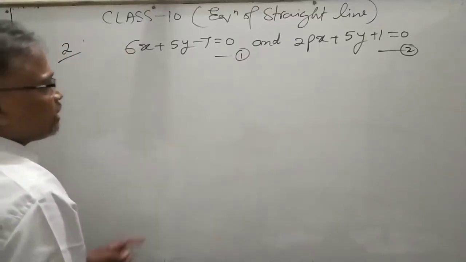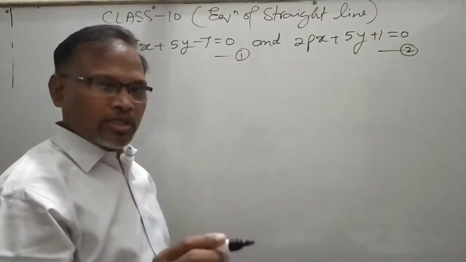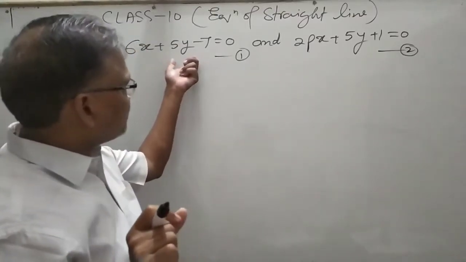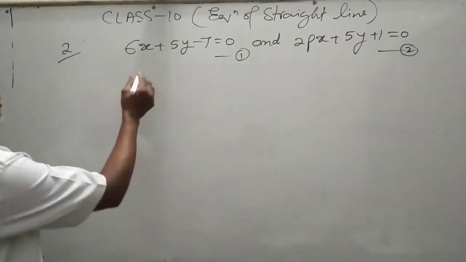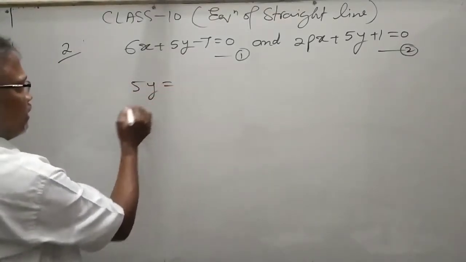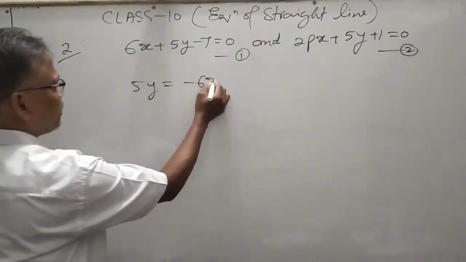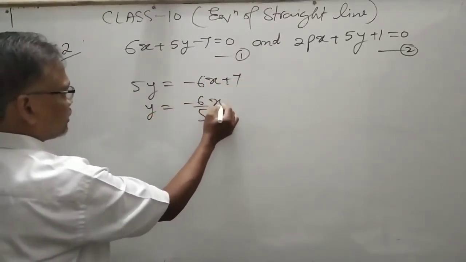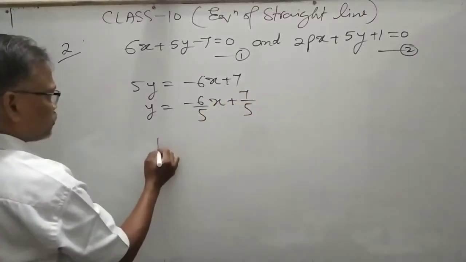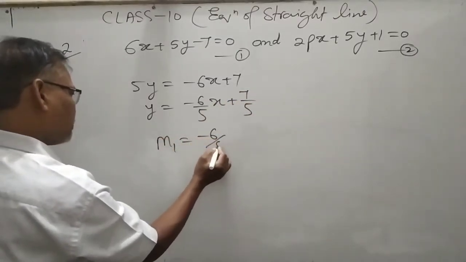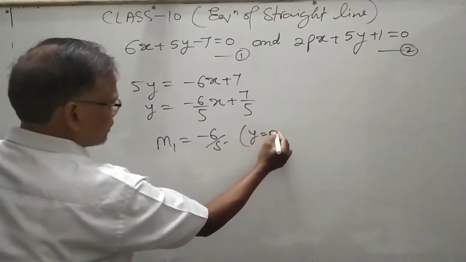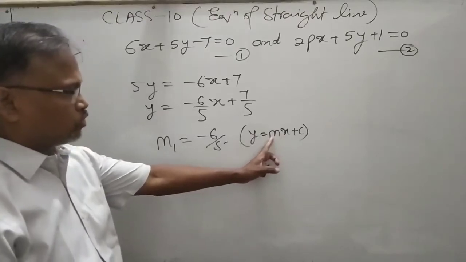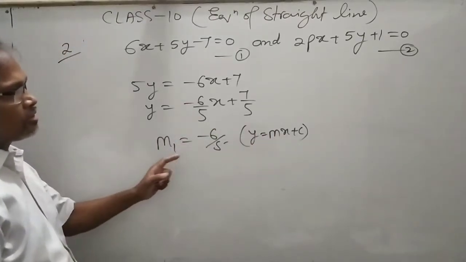How do we get parallel? Just think: if the two lines are parallel, it means that their slopes are equal. And how to find the slope of this line and this line, you know. Use the relation y is equal to mx plus c. Change it to the form y is equal to minus 6 by 5 x plus 7 by 5. So m1 is equal to minus 6 by 5, because in y equals mx plus c, the coefficient of x is the slope.